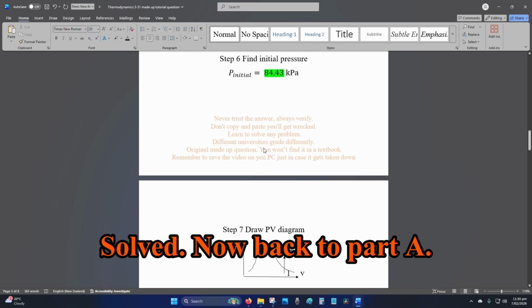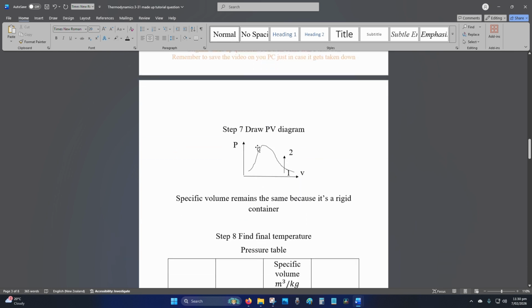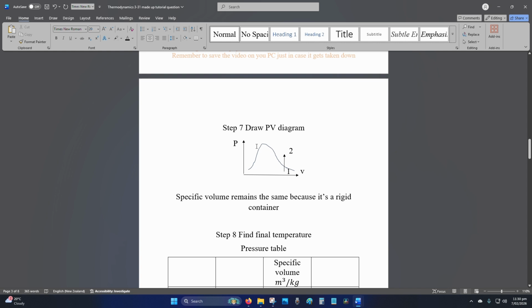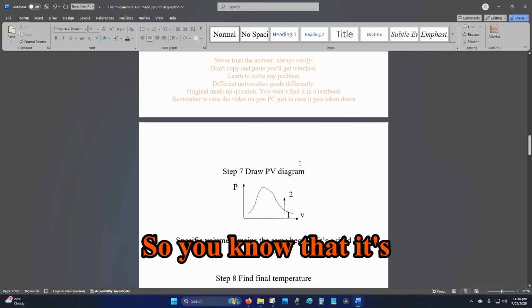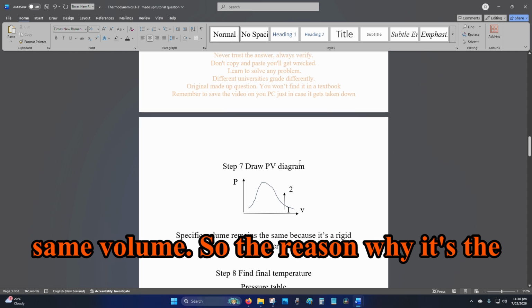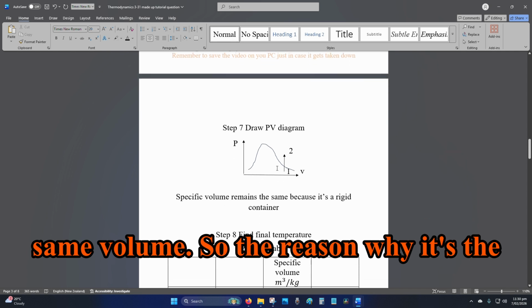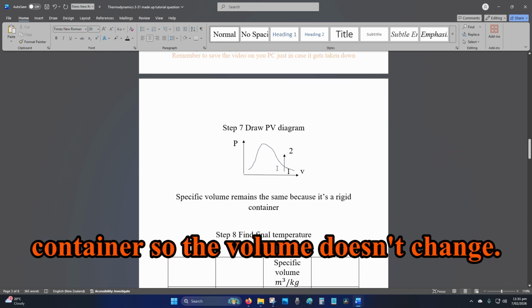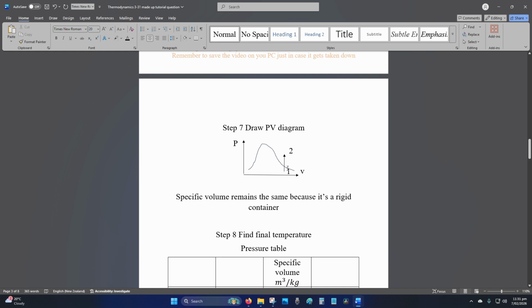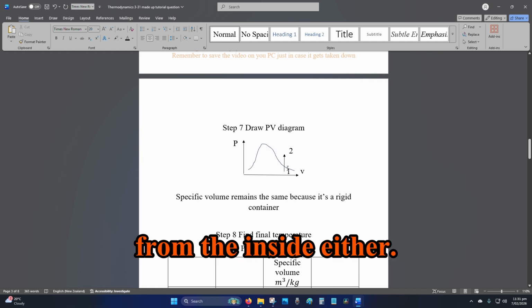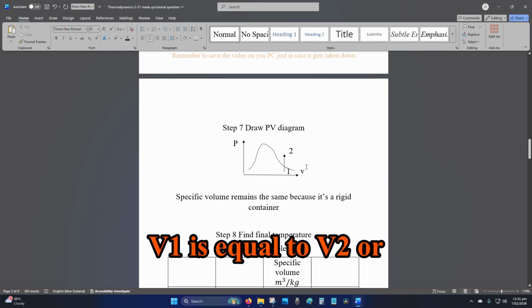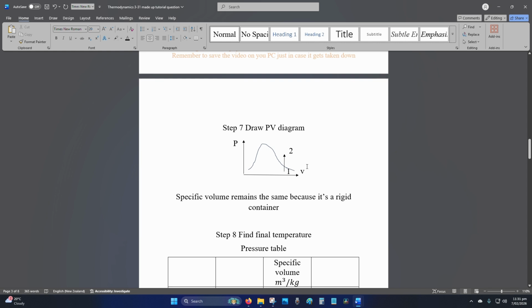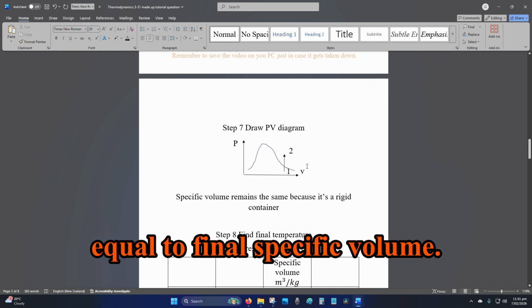Now back to part A. Draw your PV diagram. You know that it's the same volume, because it's a rigid container so the volume doesn't change, and there's no piston changing the volume from the inside either. So V1 is equal to V2, or initial specific volume is equal to final specific volume.